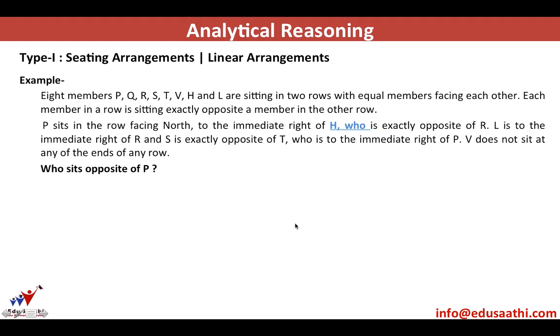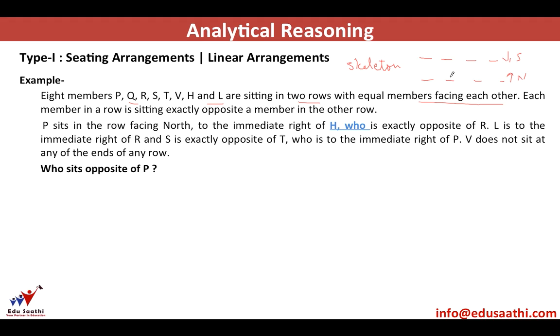Let's have another question for this. Look at this example. In this example, we are given 8 people, 8 members who are sitting in 2 rows, right? The example that we just did was with 1 row. Here there are 2 rows with equal members facing each other. So we can always say there will be 4 members facing south, and 4 members facing north. This will be our skeleton. We always make a skeleton first by reading this information, and then we try to plug in the information into this. So each member in a row is sitting exactly opposite a member in the other row.